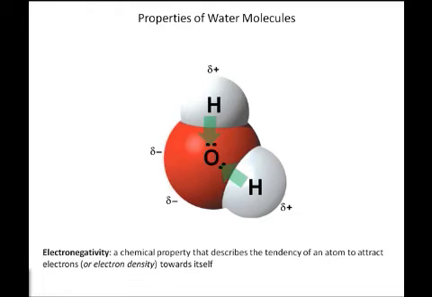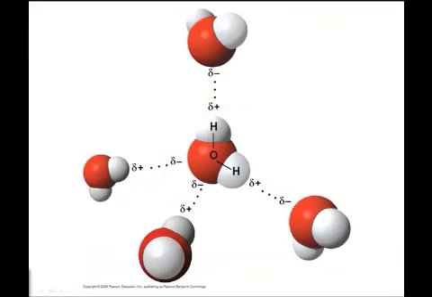The way that water molecules interact together is a result of this polarity. The partially positive hydrogen of one molecule and the partially negative oxygen of another molecule are attracted to each other and form a bond between one another. This type of bond is referred to as a hydrogen bond.